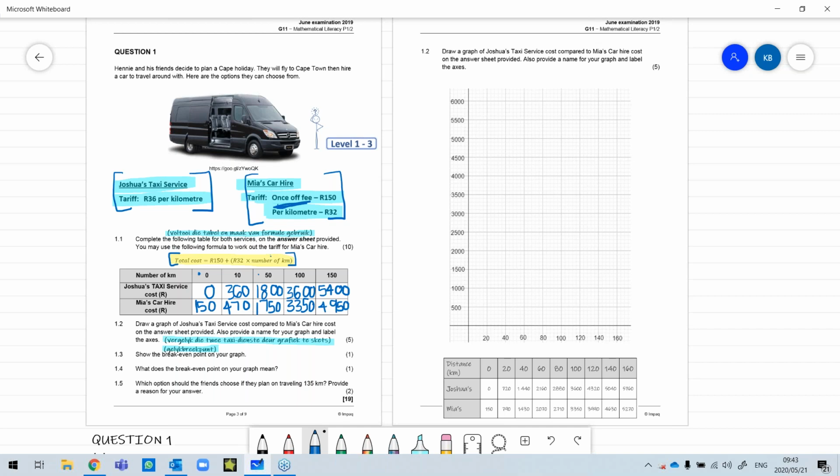Okay, so quite simple and straightforward. And guys, this is going to count 10 marks towards your total. So it's quite simple, it's quite straightforward, but it counts a lot of marks. Question 1.2.